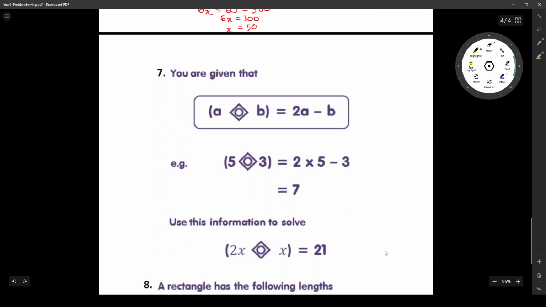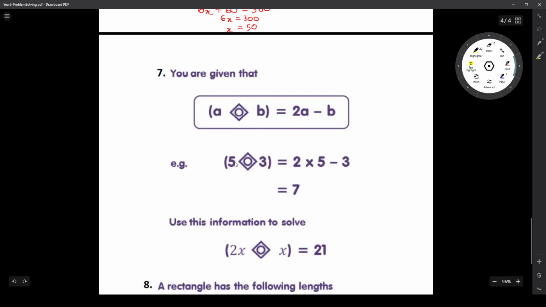Right, question 7 was the most unusual question. Not many people tried it, and I had a few questions about it. So this symbol here, which is a square with a circle inside it, is defining a new operation, and what that's telling you is that if you have two numbers and then you have this symbol, then you need to do two lots of the first number, take away one lot of the second number.